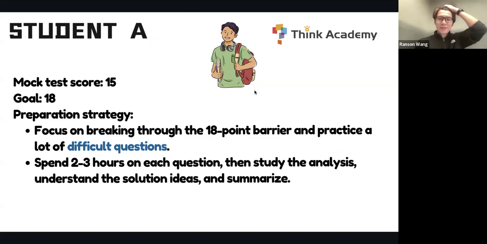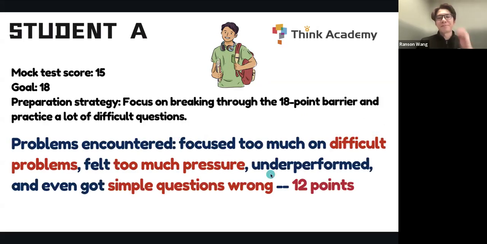Anyone? Anyone want to take a guess? 19, 25, 20. Okay. Wow, pretty high, right? So 17, 20. Okay. So I think all of you have a pretty high expectation on this. But let me tell you, eventually, this is what happened. Eventually, he only got 12 points. But this is one of the extreme cases I want to bring up to you.